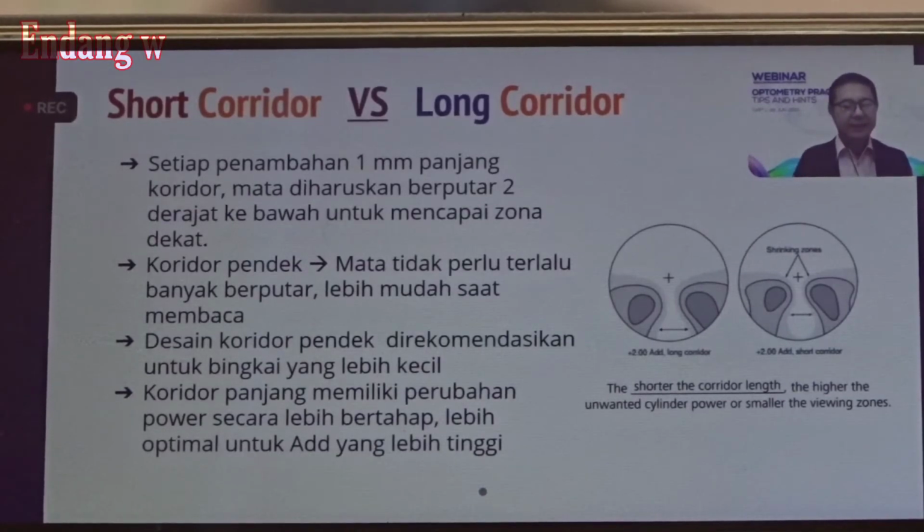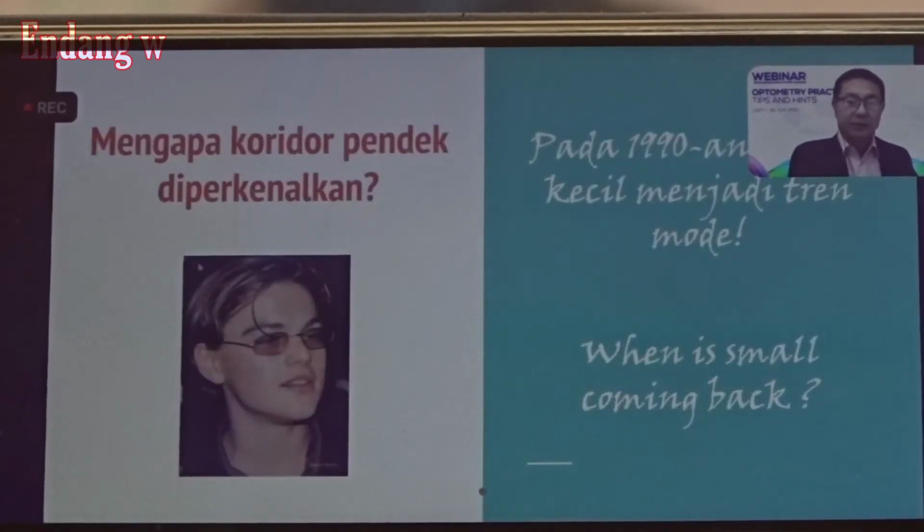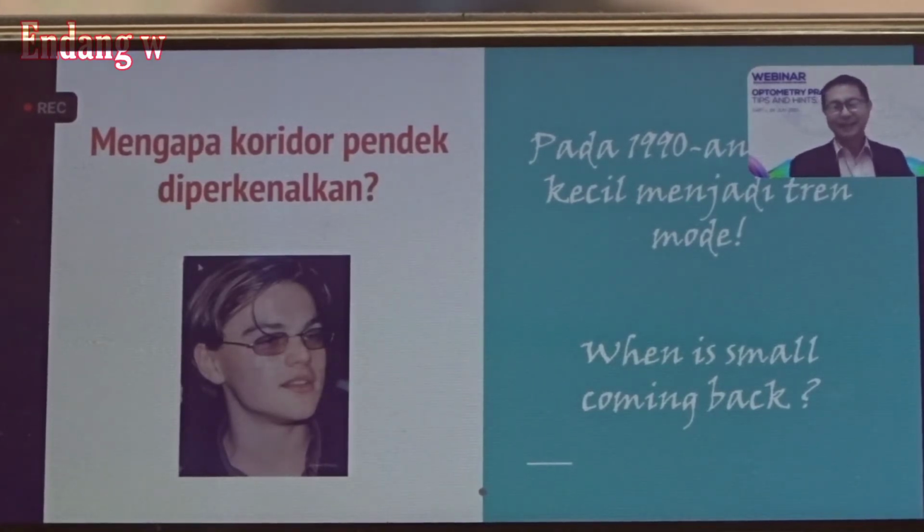With long corridor lenses, you have your far, and it comes down gradually, changing in steps, and when you move around you find that the swim effect is not so strong. But again, there are other implications of a long corridor lens. So let's move on.